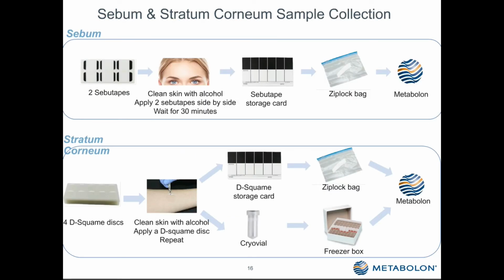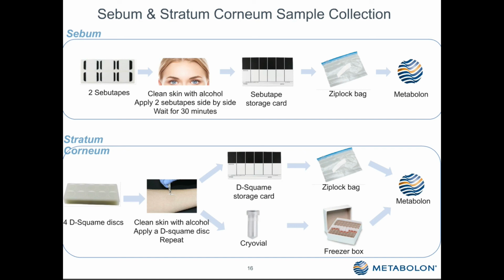And just a little bit about the sample collection for sebum and stratum corneum. The collections are pretty simple and non-invasive. For sebum, basically what you would do is, for the participant, you will clean usually the forehead with alcohol. You will apply 2 sebutapes side by side, wait for 30 minutes. So what we're measuring is the amount of sebum produced during this time frame. You can then store the tapes in sebum tape storage cards and then put them in a Ziploc bag and then send it to Metabolon.